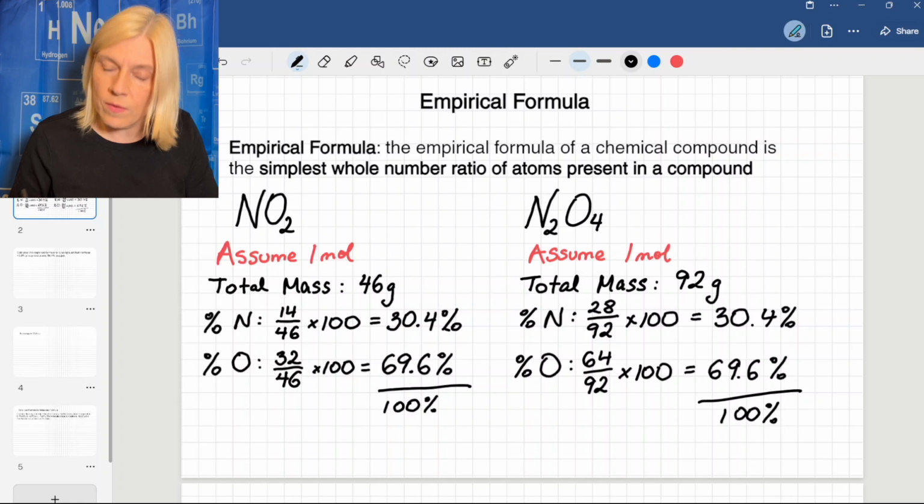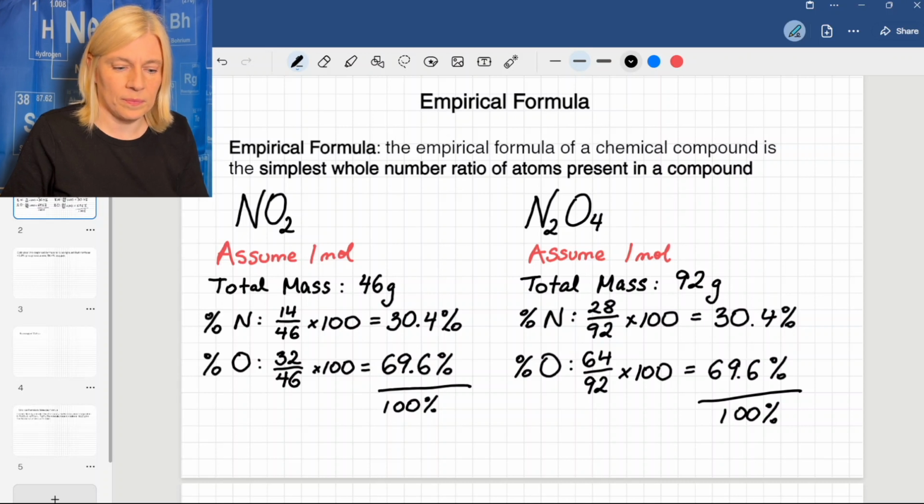So you can see that there's 2 different compounds, 2 totally different compounds that have the same percent composition by mass. So if I give you percent composition by mass, the best you will be able to do is to give me the formula that has the simplest whole number ratio of atoms present, and that is the empirical formula. This is why. So let's start and do the problems.